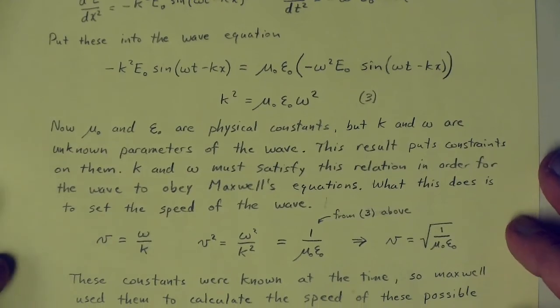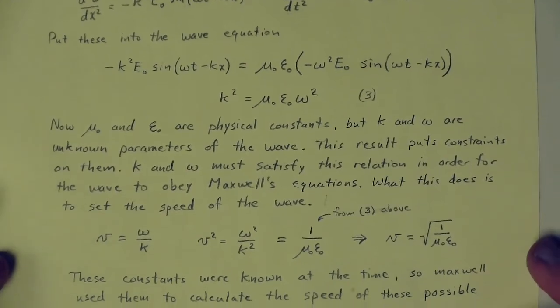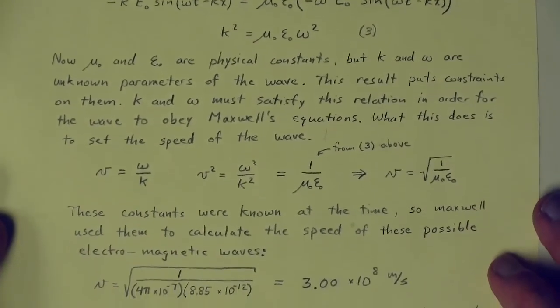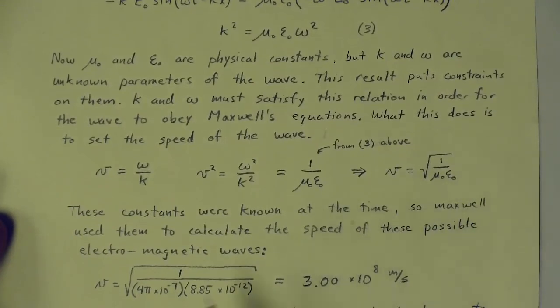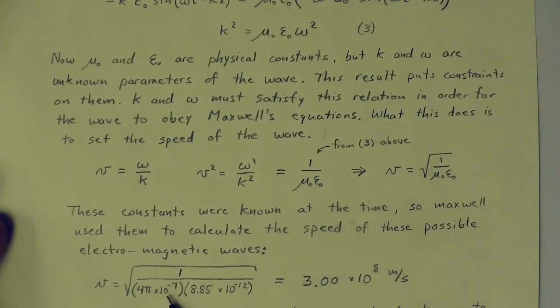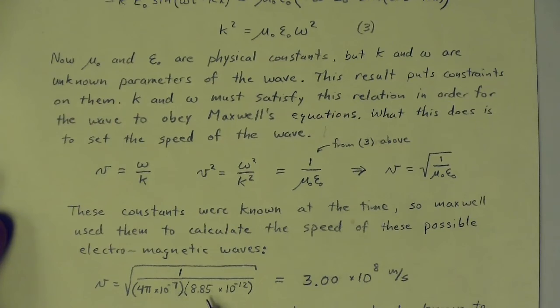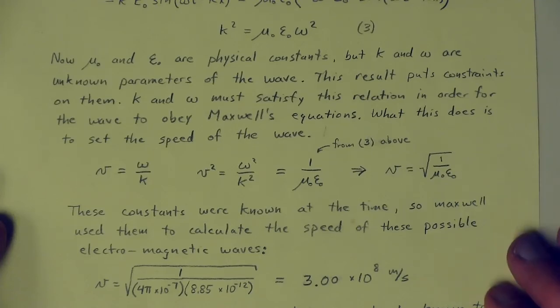And so he calculated the speed, and it came out to this number right here. Here's the value of mu naught that you should be familiar with, 4 pi times 10 to the minus 7. And here's epsilon naught. Do you remember that? 8.85 times 10 to the minus 12. I didn't put the units in here. But this comes out as 3 times 10 to the 8th meters per second.